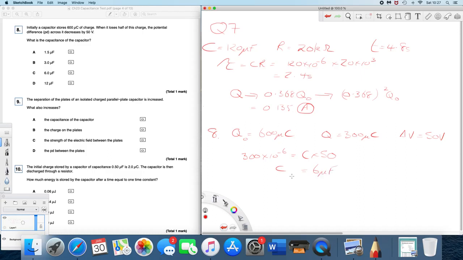Now, that's answer C, you could also have done that by saying Q equals CV, and so 600 times 10 to the minus 6 equals C times V, and 300 times 10 to the minus 6 is C times V minus 50, and working it out from there, you get the same answer.